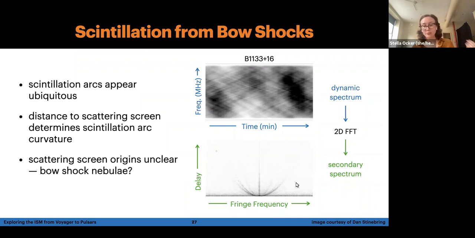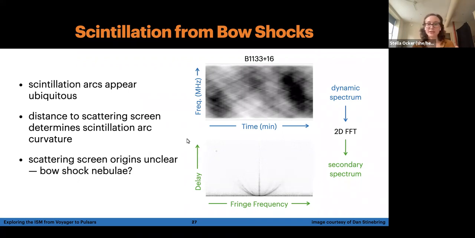Somewhat amazingly, what you see in the secondary spectrum for many pulsars are these parabolic arcs. These parabolic arcs appear to be ubiquitous among many pulsars. In fact, much of our understanding of the ubiquity of these scintillation arcs has been done using surveys carried out at Green Bank. The curvature of these so-called scintillation arcs is directly related to the distance to the scattering screen that is responsible for this scintillation. But the exact origin of these scattering screens is really unclear.